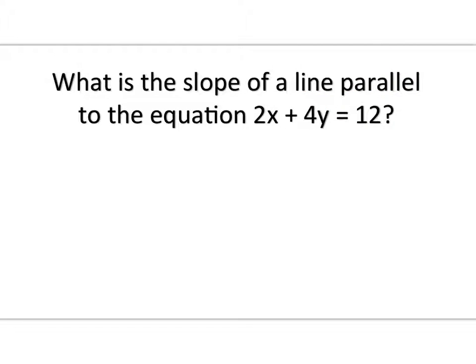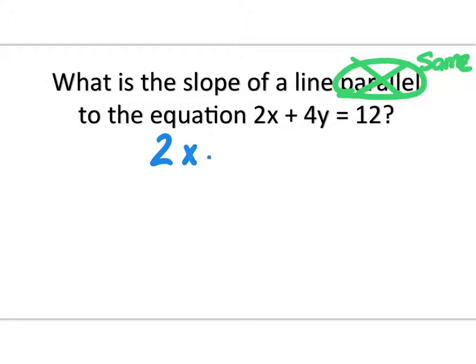What is the slope of a line parallel to the equation 2x plus 4y equals 12? Well, first of all, we need to underline parallel or circle it. We're going to cross it out and you're going to put same. So we want a line that has the same slope as this equation. It is not solved for y though. We can't do anything unless we solve for y.